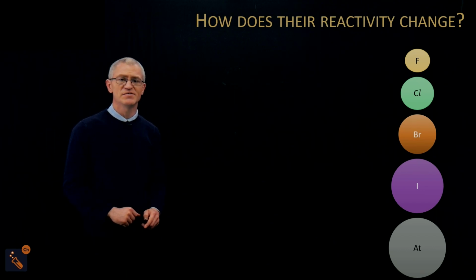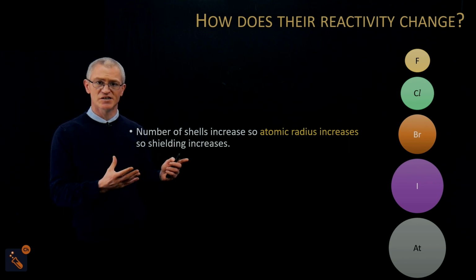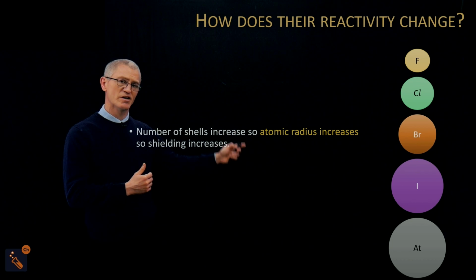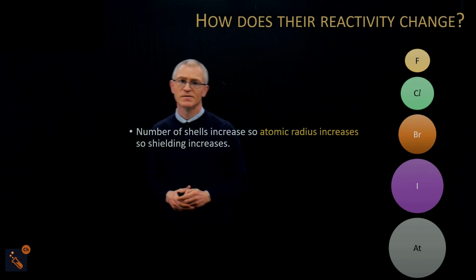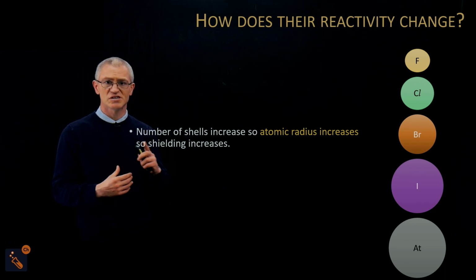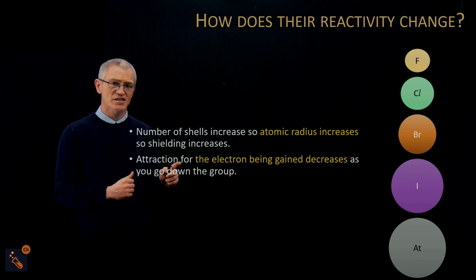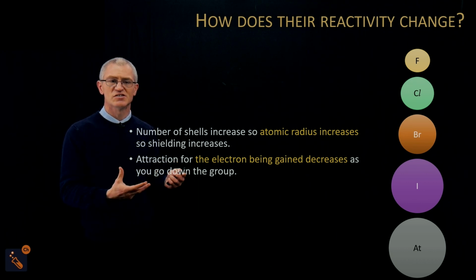Now, how does their reactivity change? Now, the reactivity is dependent on the number of shells. So the number of shells, as we talked about, increases as you go down. So does the atomic radius. This is also due to shielding, so the shielding increases with the number of shells. And that means the attraction for the electron being gained decreases as you go down the group, because to react, these molecules need to gain an electron.